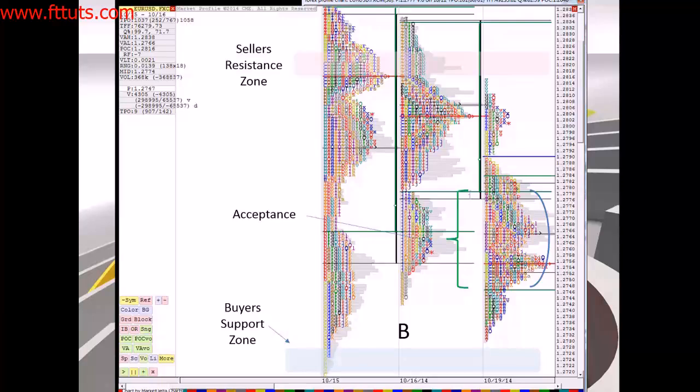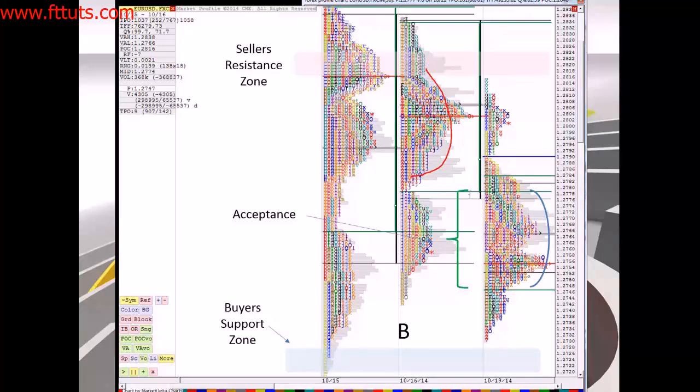Where do we see the bulk of activity in the session? In this region, in this area. This is where we found acceptance now. And something very interesting is starting to happen. Notice, before the area of acceptance was here, and then it dropped us down here. But now we seem to consolidate and see the bulk of our activity here.